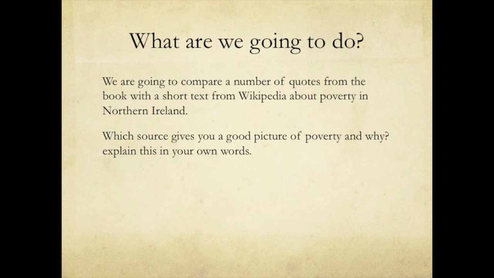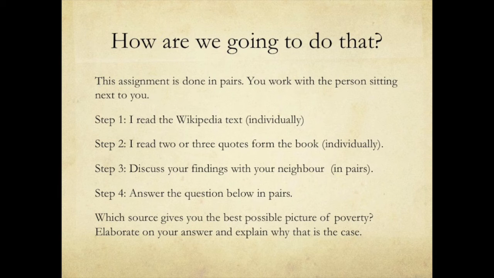Students are going to compare a number of quotes from the book with a short historical Wikipedia text about poverty in Northern Ireland. The question is which source gives a good picture of poverty and why? And they have to explain this in their own words. This assignment will be done in pairs. Students will work with the person sitting next to them.